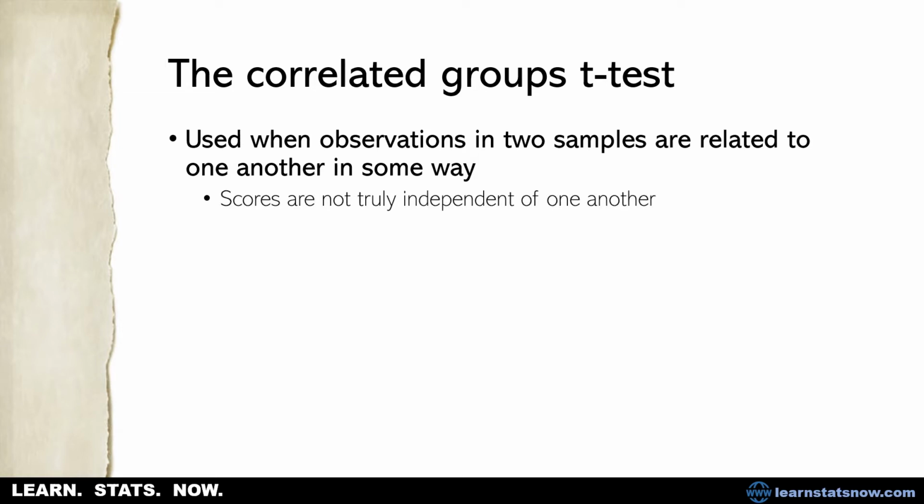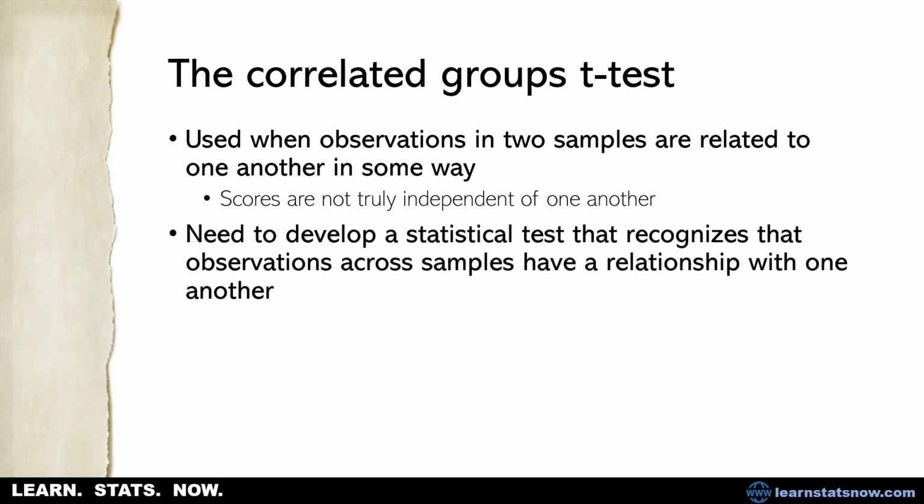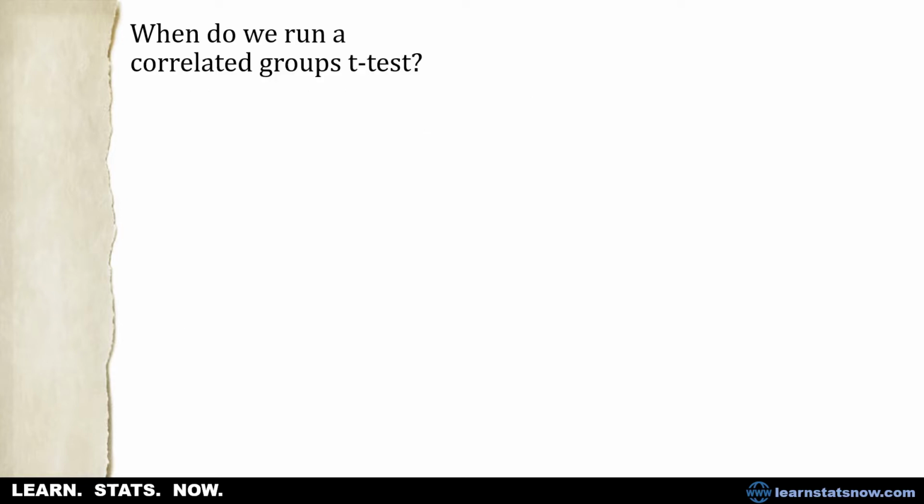In other words, the scores are not truly independent of one another, and it kind of makes sense to pair scores across samples. So we need to develop a statistical test that recognizes that observations across samples have a relationship with one another. And that's going to require the creation of something called a D-score, and I'll show you how to do that in just a moment. But the D-score is the difference between two scores that are in fact paired together.